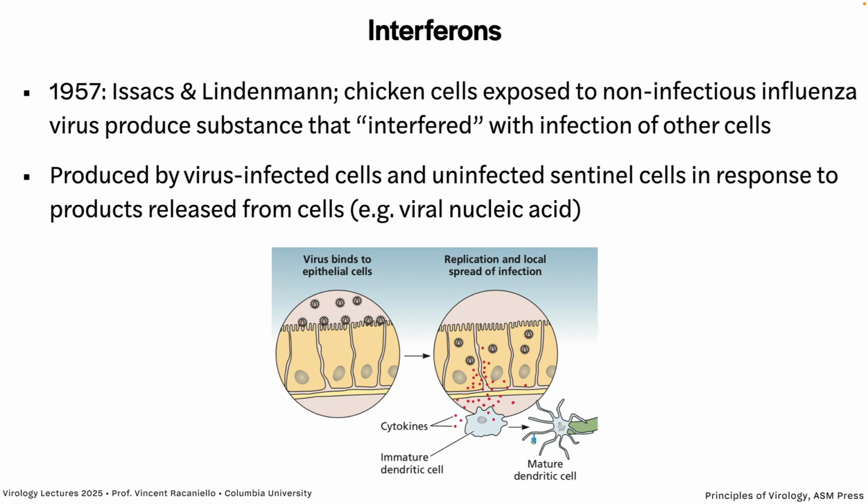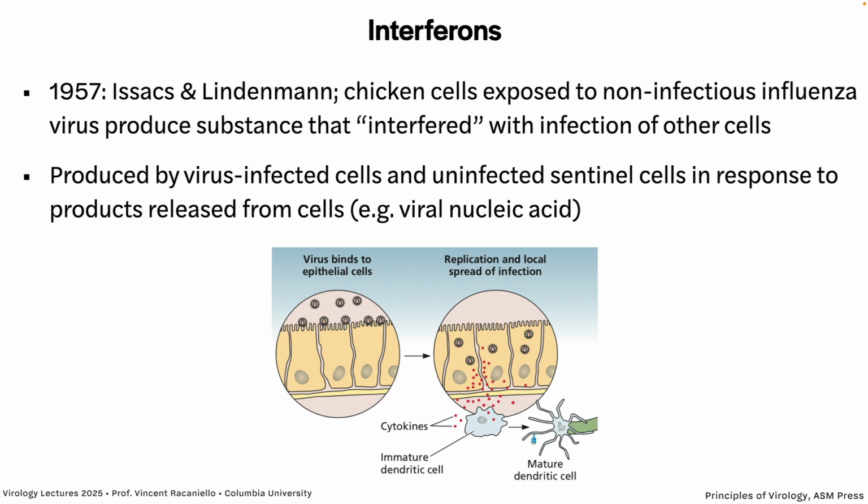So the output of the innate immune system is cytokines, which includes interferons. And interferons are substances discovered in 1957. They found that if you took chicken cells in culture and exposed them to non-infectious influenza virus and waited a number of hours, the cell culture supernatant had something in it which, if you put on another set of cells, would block infection of influenza virus. So they say it interfered with infection of other cells, interferons.